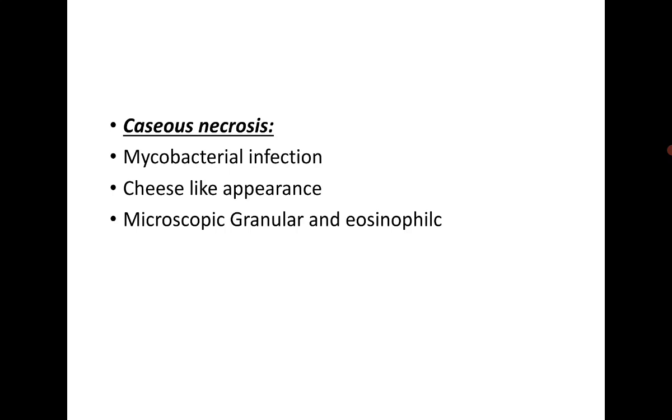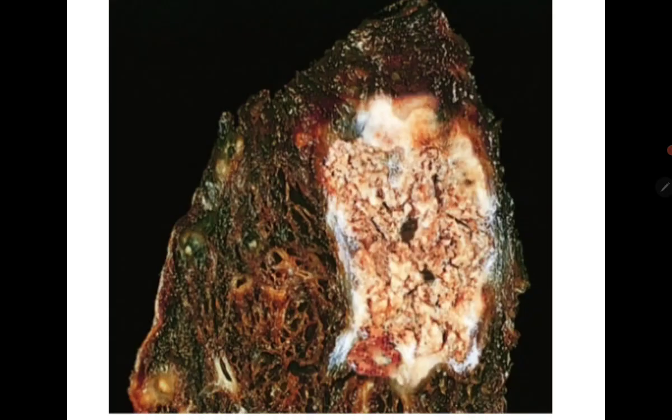Caseous necrosis. It is a special type of necrosis that is only applicable to mycobacterial infection, which causes TB. The name indicates a cheese-like appearance. On microscopic observation, it is granular and eosinophilic. Here you can clearly observe caseous necrosis, in which the holes are porous and the cheese-like appearance can be easily seen.